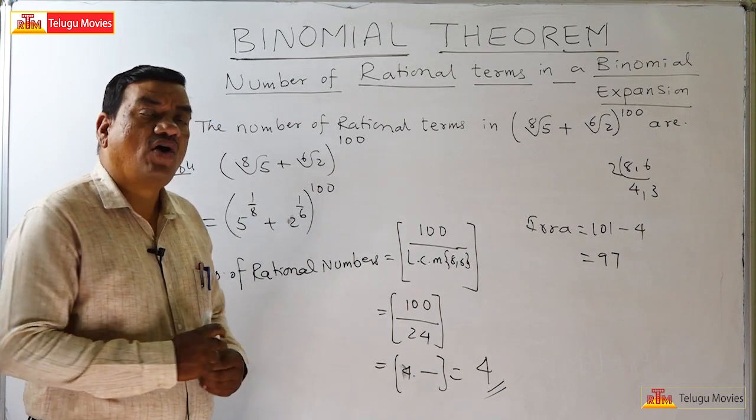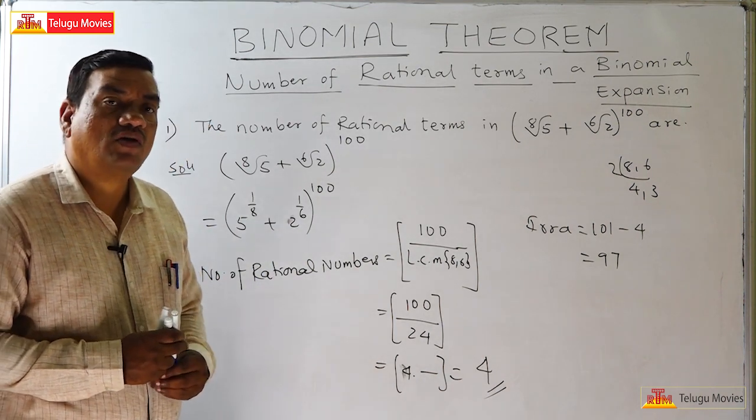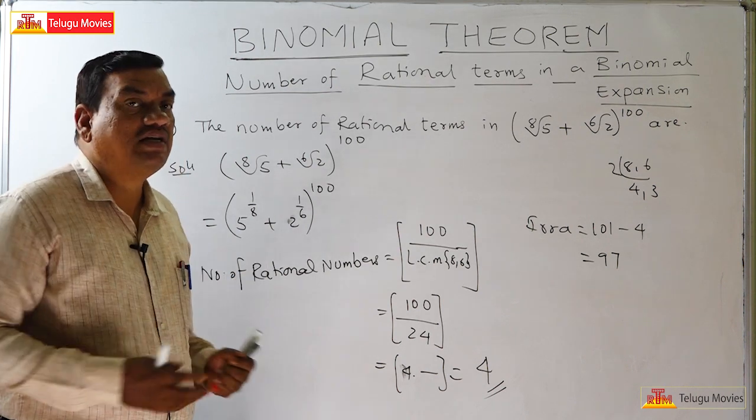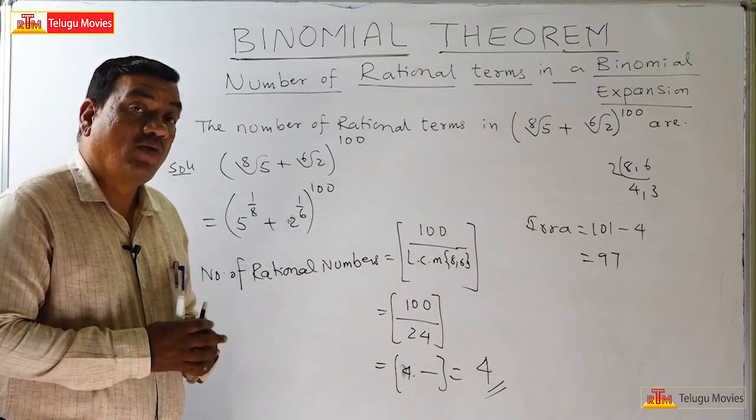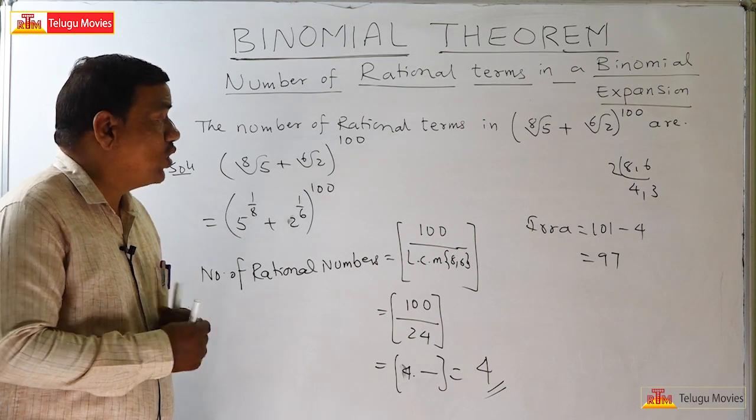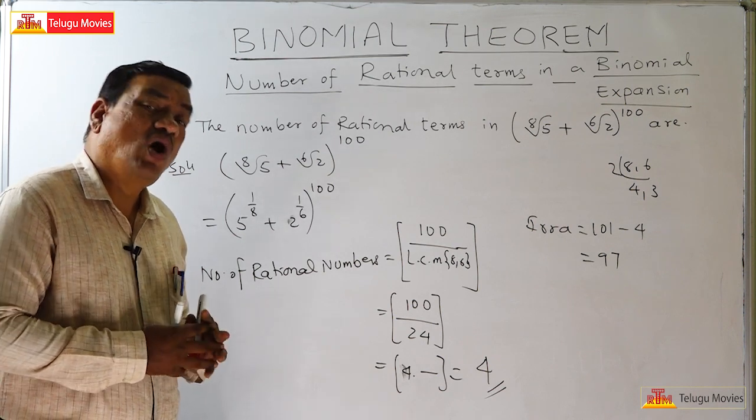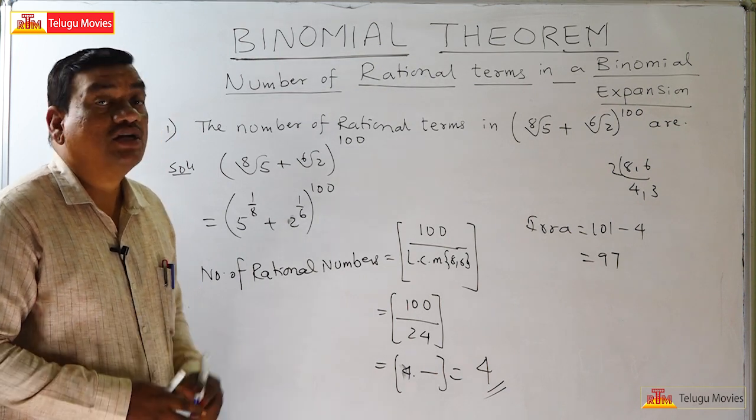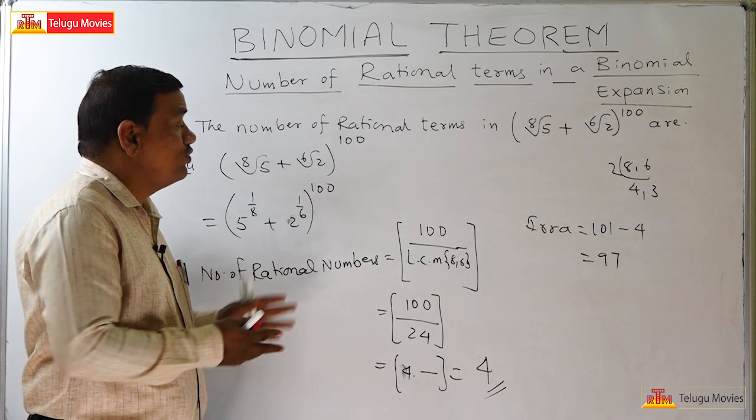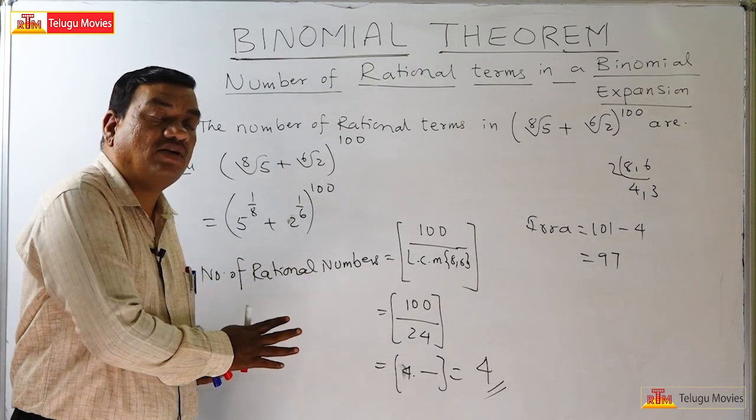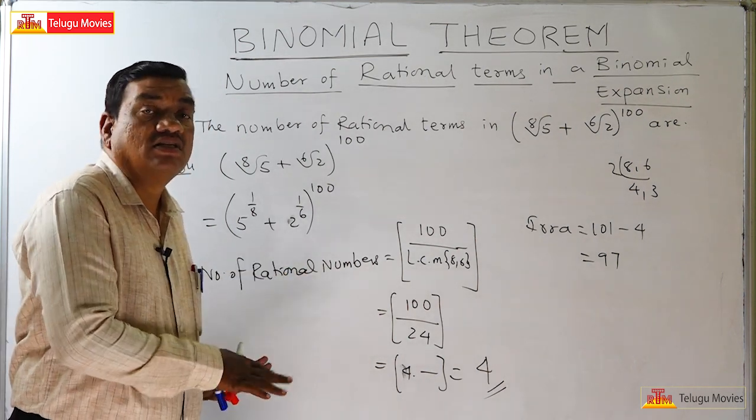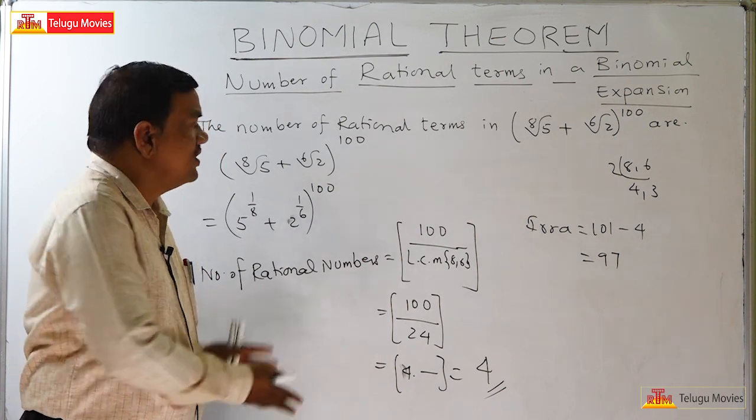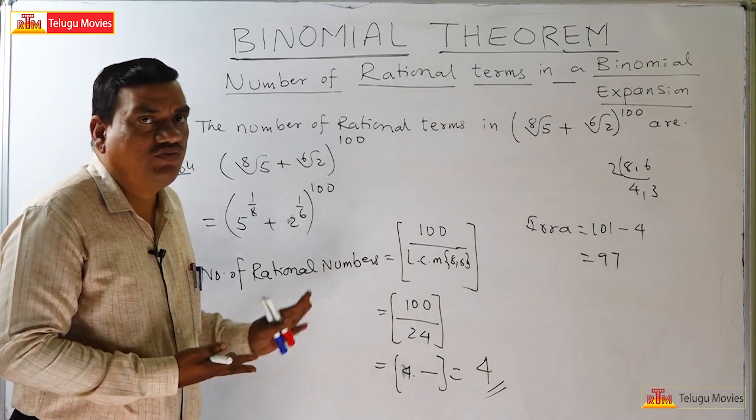if you don't know the formula, then how to do this? In binomial theorem there are so many problems. Sometimes if you don't know the formula, then how to do it manually? That also you should know. So now I am going to do it without using this formula. But if you remember the formula, it is very nice. Sometimes if you are unable to remember the formula, then how to do the problem? We will find the general term and proceed.